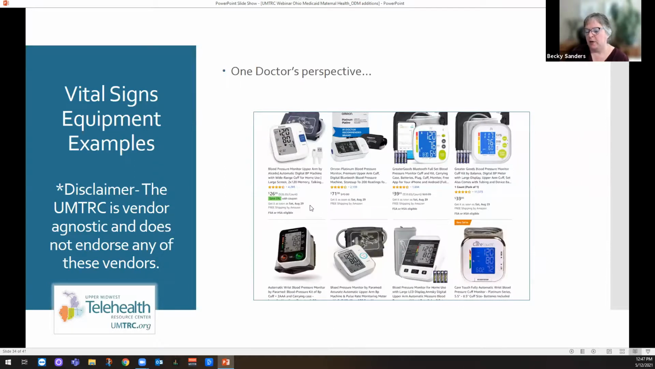But if your patient has the ability to go out and buy a blood pressure cuff, these are just off of Amazon. These blood pressure cuffs run from $26 to $71. And pulse oximeters are in about the same price range.